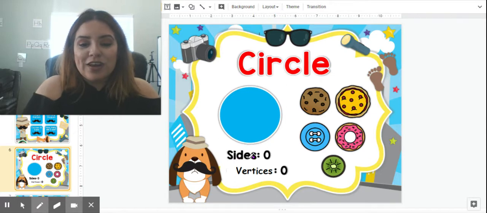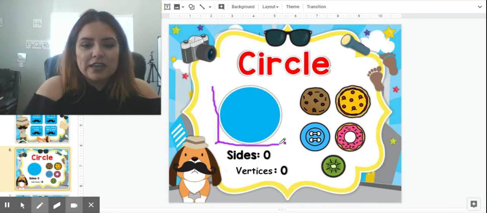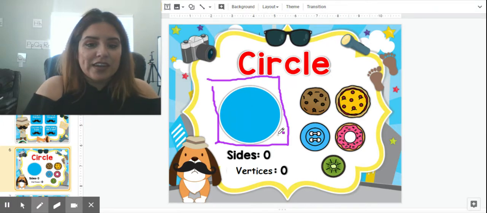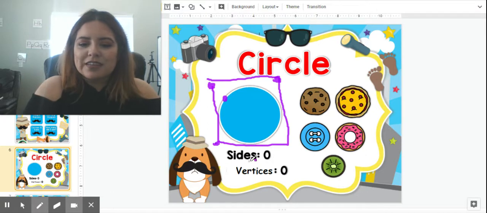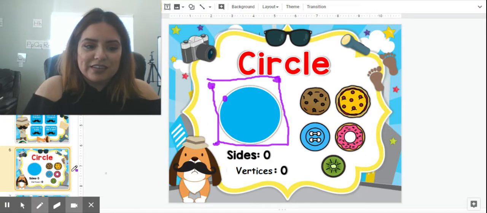Now, a circle has 0 sides and 0 vertices because remember, a side needs to be a straight line. A circle doesn't have a straight line. The circle goes round and round. So it has 0 sides and 0 vertices because there's no point where the lines meet. If it has no straight lines, there's no point for them to meet. So a circle has 0 sides and 0 vertices. Okay?